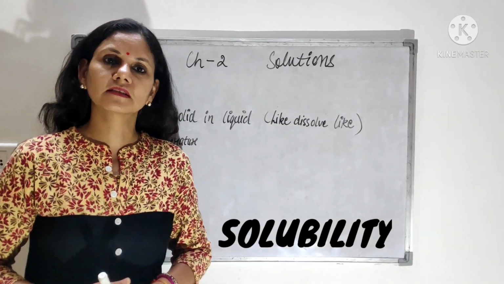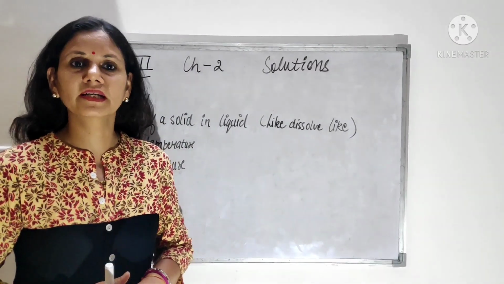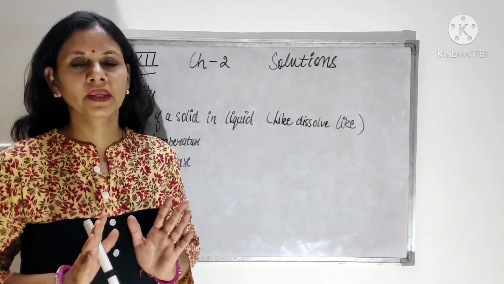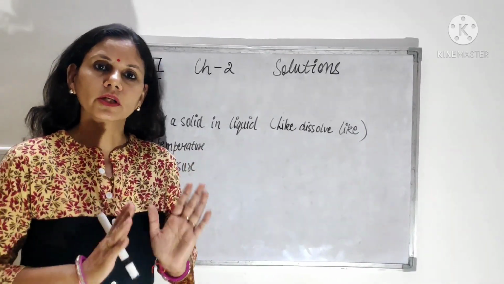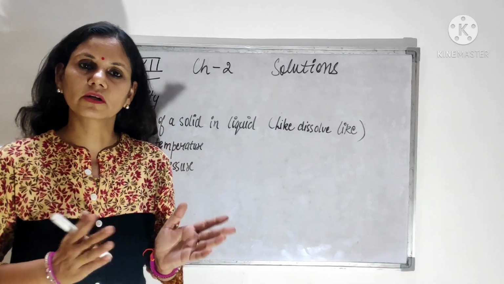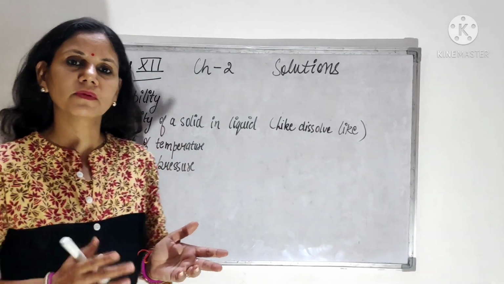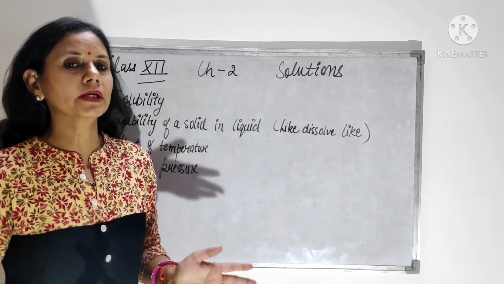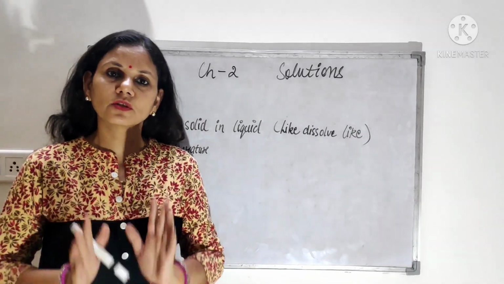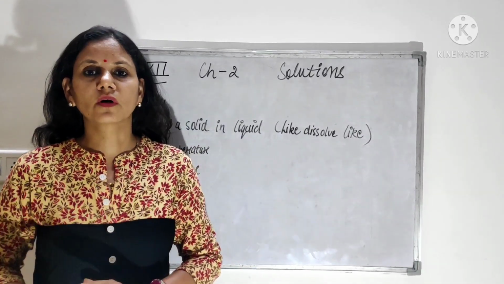Solubility means a solute can dissolve in a solvent at a particular temperature. At a particular temperature and a particular concentration, a solute can dissolve in a solvent. As you know, the solute is in lesser amount and the solvent is in more amount. So we have to discuss solubility. Solubility means the dissolution power of a solute in a solvent.